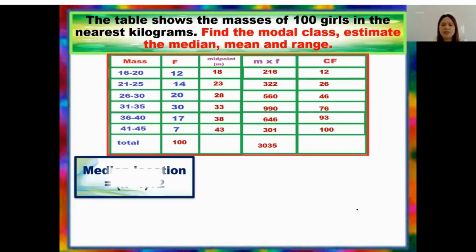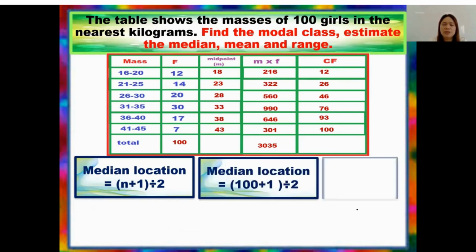Next, we are going to find the median. And let's always start with the median location. So the formula again is n plus 1. Total number is 100 plus 1. That's 101. And when you divide it by 2, that gives you 50.5 position.